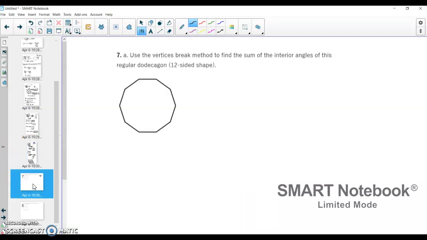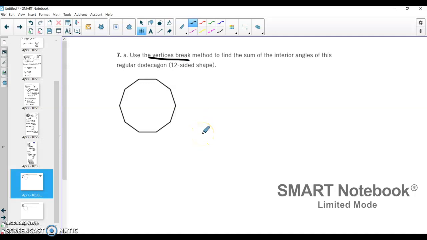This last problem here, 7a and 7b, it's doing the same thing, but just doing it 2 different ways. And so the first part is we want to find the sum of the interior angles of a regular dodecagon, a 12-sided shape, and we want to use the vertice break method. And I'm going to try to do my best here. See if I can zoom in a little bit to actually show you the break. I don't think I can on my Smart Notebook file.